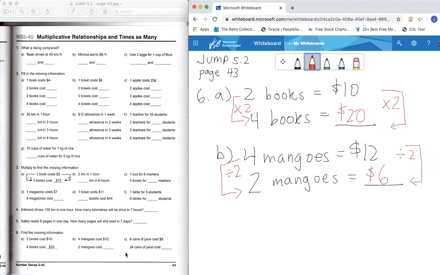C, you're going to do yourself, but because the numbers are getting bigger, then it is multiplication. All right, that's your hint, and that's page 43. Watch for page 44. There will be a video for that.